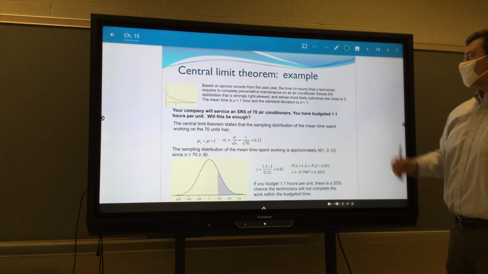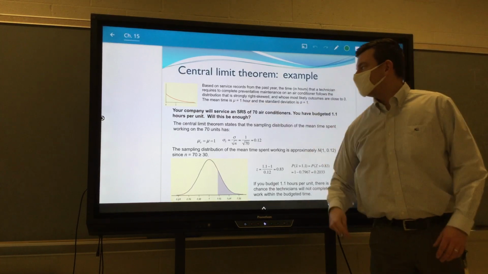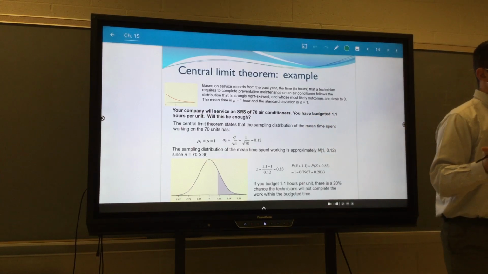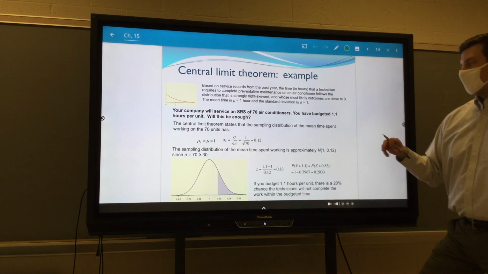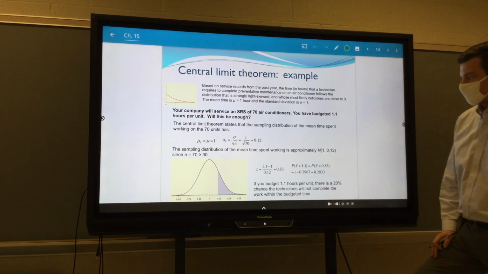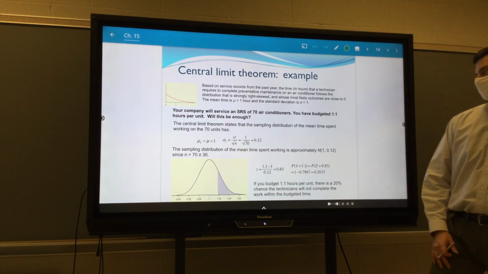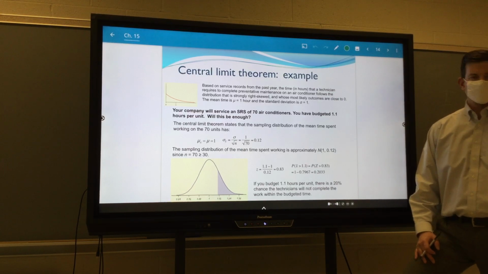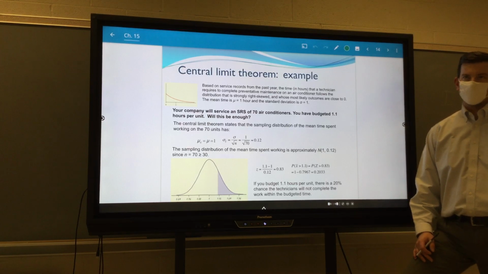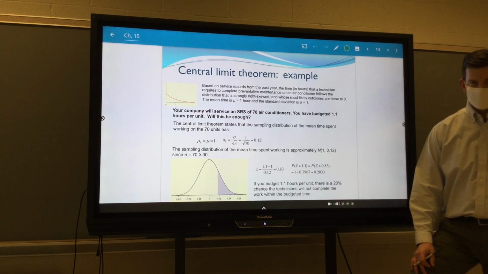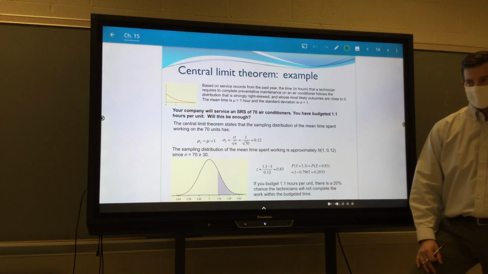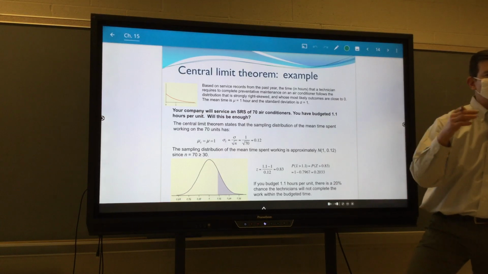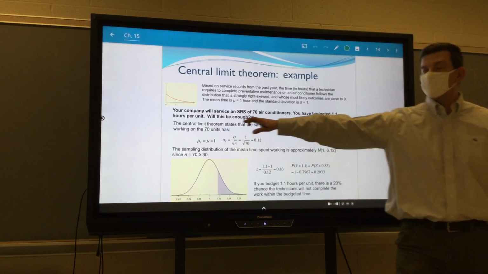So for this data set, the mean time is 1 hour, and the standard deviation is also 1 hour. Now, your company is going to service a random sample of 70 air conditioners, and you've budgeted 1.1 hours per unit. So essentially 1 hour and 6 minutes per unit. A little bit of a buffer. You want to make sure that most of your service calls fit within that time limit. Will this be enough?